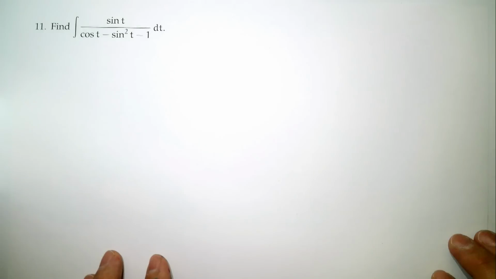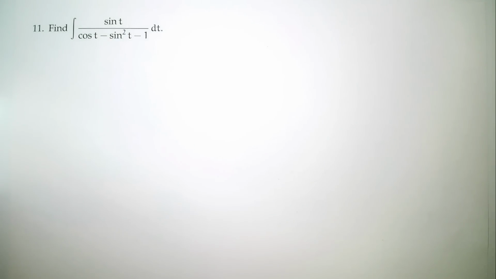All right. Find the integral of sine t over cosine t minus sine squared t minus 1 dt. All right. Well, we've been practicing this for a while. We're getting pretty good at these. What should we do? Okay, is there a good substitution? Is there something that's saying, hey, this is what you should try substituting?